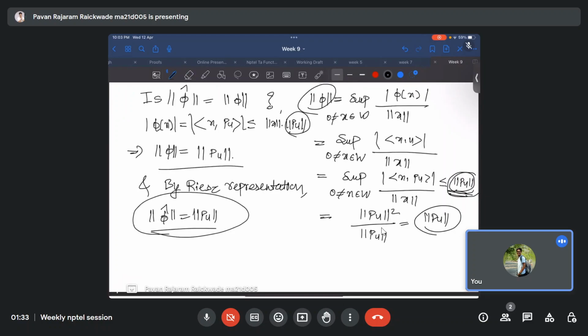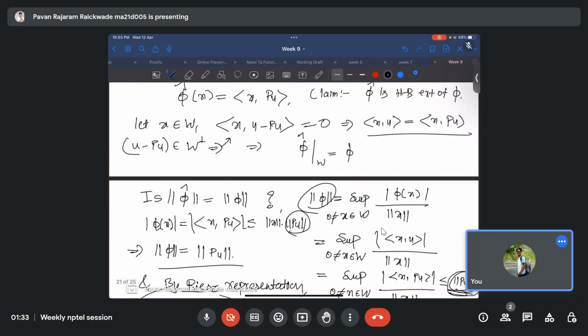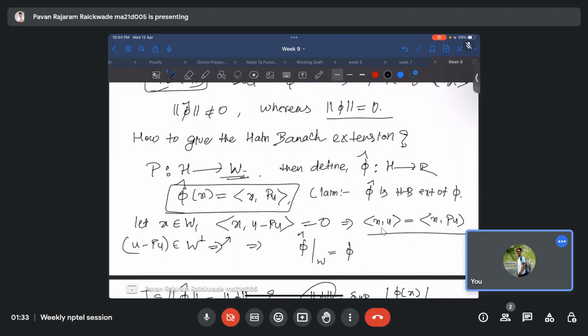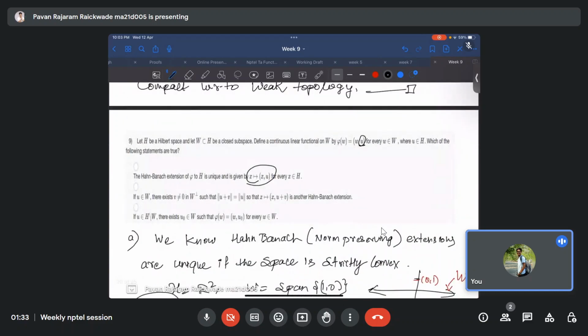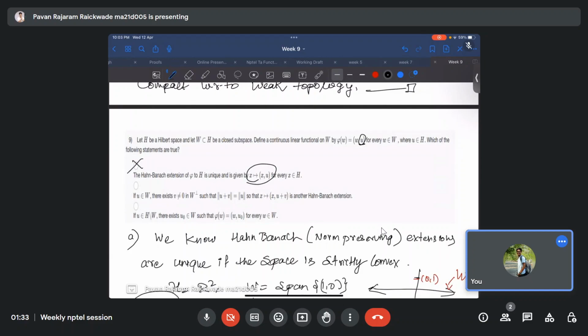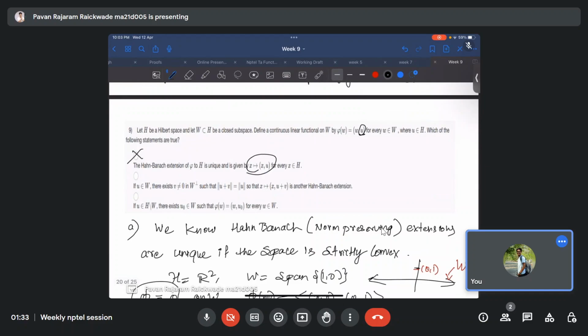So this is a harmonic extension, and because of the strict convexity of H, there is a unique harmonic extension. This is the extension: phi x equals the inner product of x with Pu. Okay, what do we get as an answer? That this is wrong. This is not a harmonic extension. Now the B part: if u is in W, there exists V non-zero so that this happens. Actually, this cannot happen, because if V belongs to W perp, norm of u plus V squared equals norm u squared plus norm V squared by Pythagoras law, which is strictly greater than norm u squared. So this cannot happen, so this is also wrong.